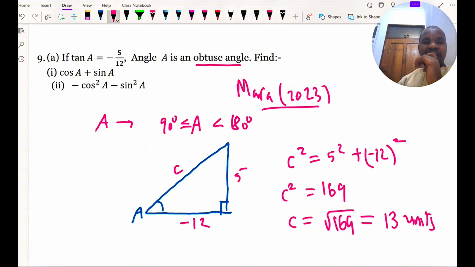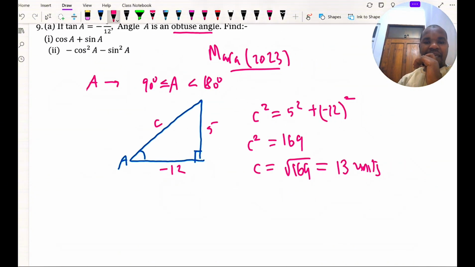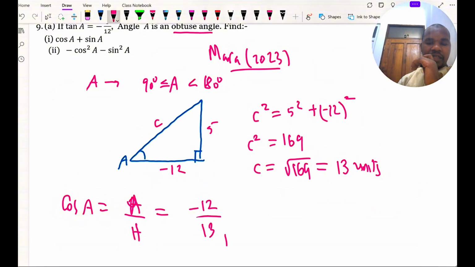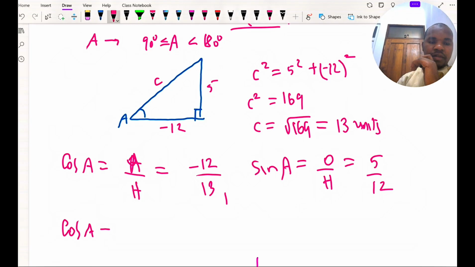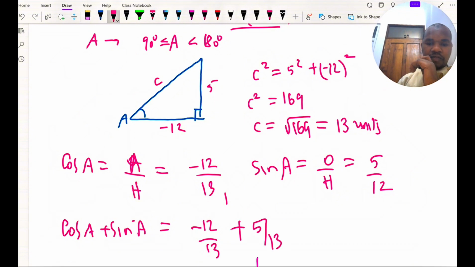So now we are in position to find cosine A plus sine A. So cosine A, dear students, is adjacent side over hypotenuse, which is -12/13, while sine A is opposite over the hypotenuse side. So taking cosine A plus sine A, we'll be getting -12/13 plus 5/13, which is equal to -7/13.